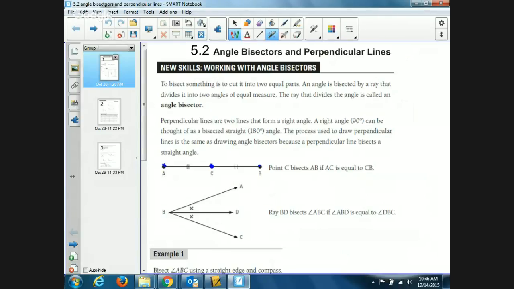Point C bisects AB if AC is equal to CD. This is the point bisecting the points AB. What about angles? Ray BD bisects this big angle because it cuts it in half. I didn't trace it perfectly.